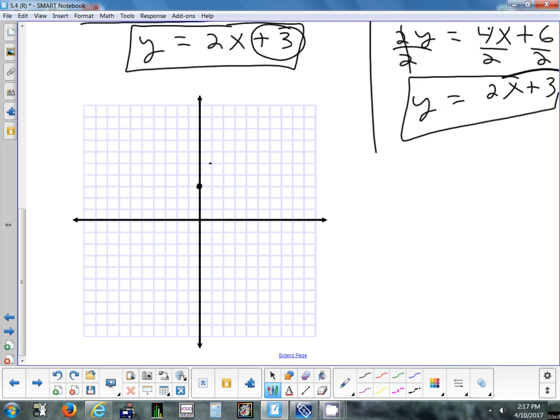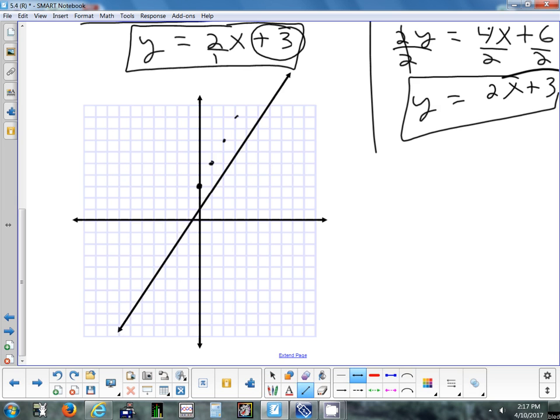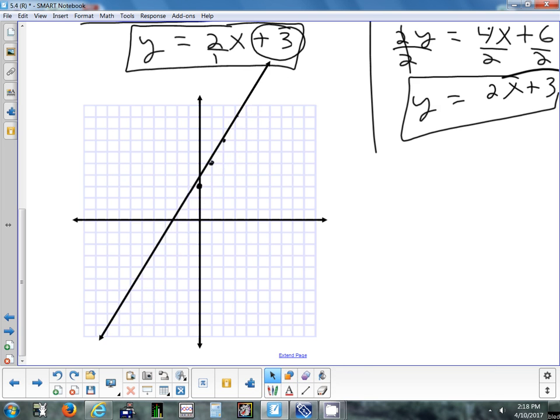Right. Okay, so next, use that slope. It's a positive 2 over a positive 1. Up 2, over 1. Do it a couple times. There's your line. Now, this time I don't even need to graph the other one. All you'd have to show me is what I just drew right there. Close enough. It's the same line twice.